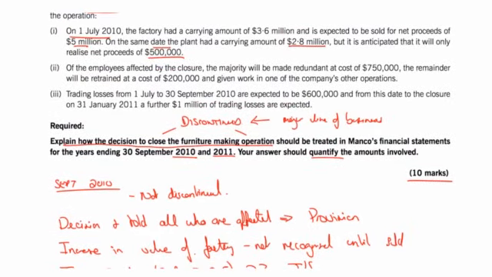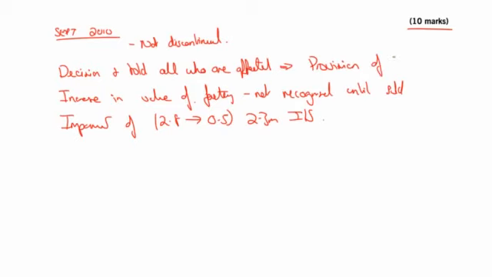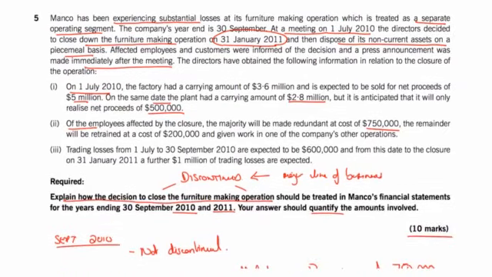Keep going. Of the employees affected by the closure, the majority will be made redundant at a 750,000 cost. I can provide for that then, so provision of 750,000 redundancy costs because the obligating event has already happened. The remainder will be retrained. Well, training you always put in the income statement the year it happened, so that won't be put in until 2011.